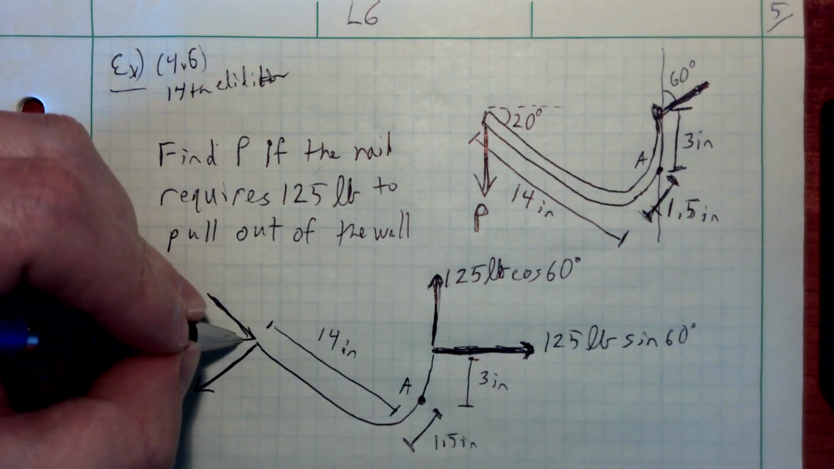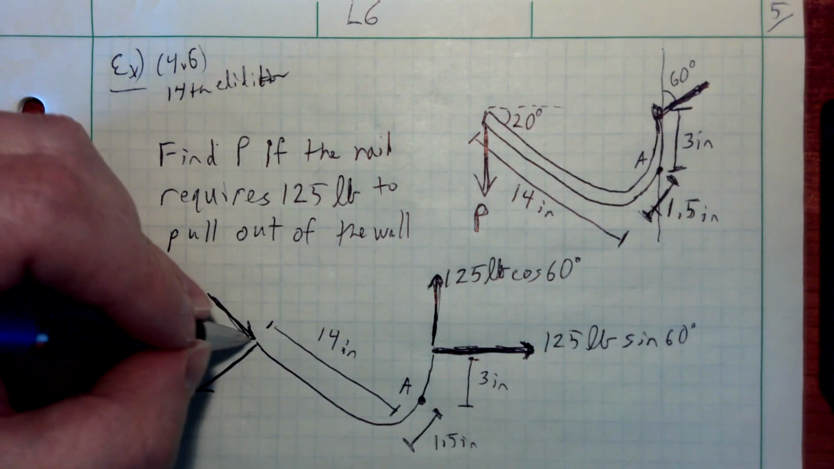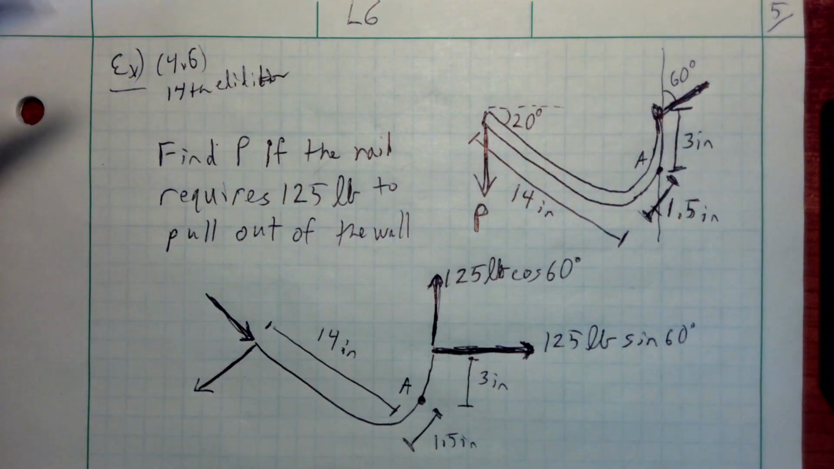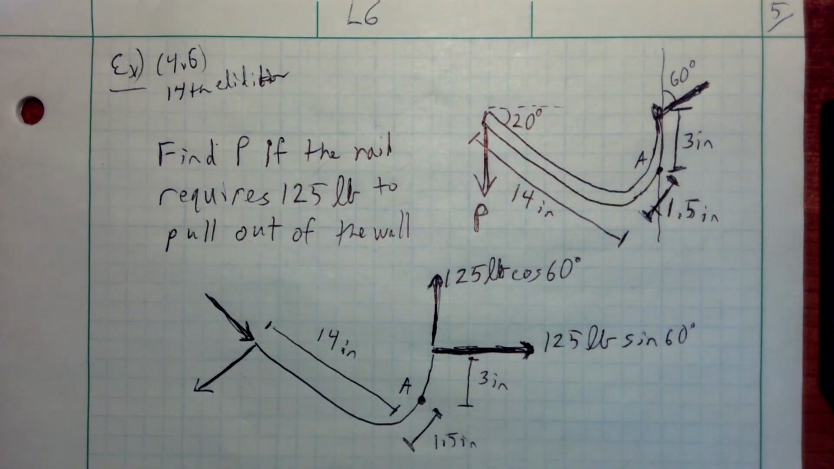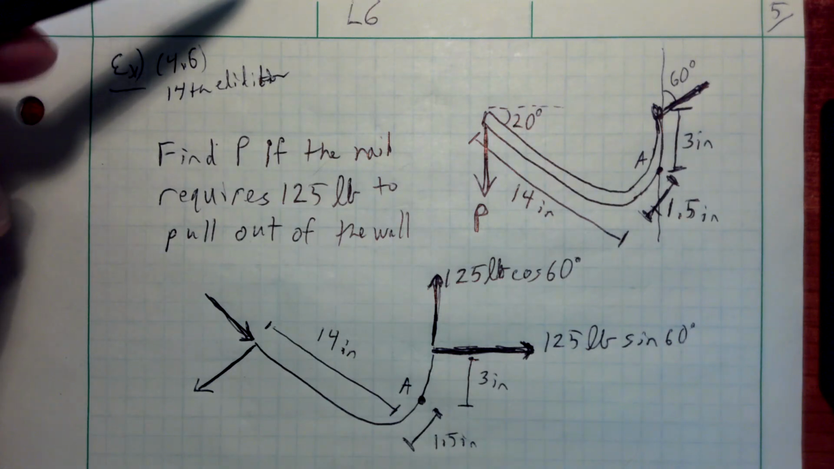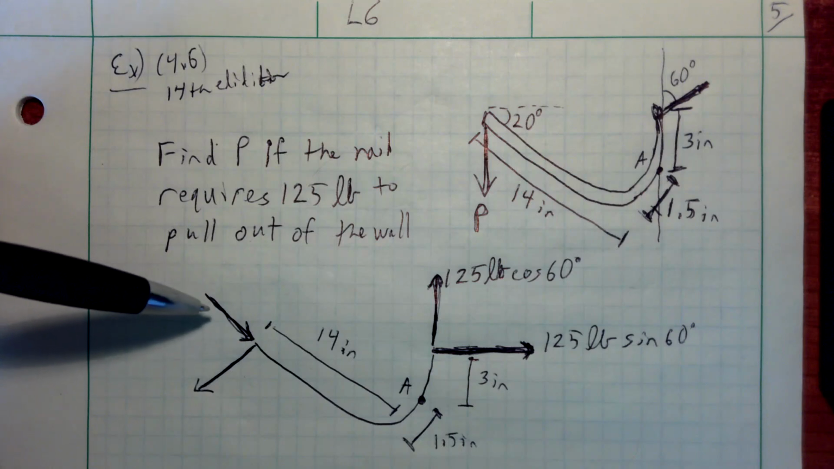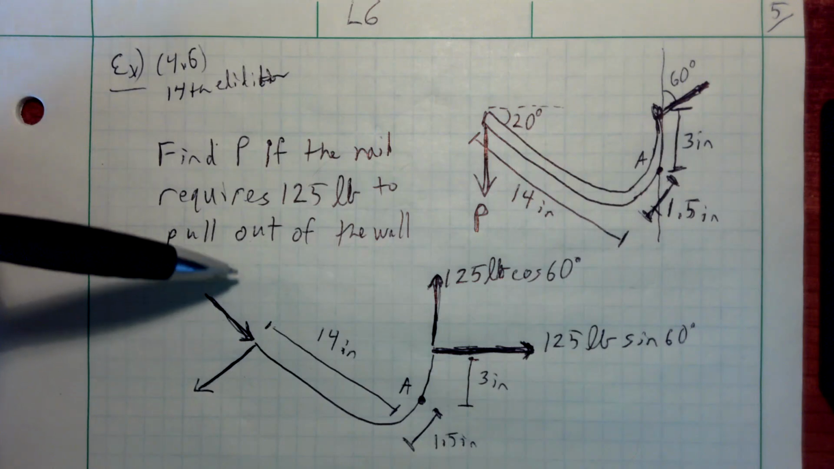Now, this is not how I would normally do it. Normally, I would just go ahead and resolve these in X and Y. But again, that would require me to resolve these in X and Y as well, which is not impossible. It's not too hard to do. But in this case, it's not what I'm going to do here. So now, how do I determine which is which? What angles do I use here?